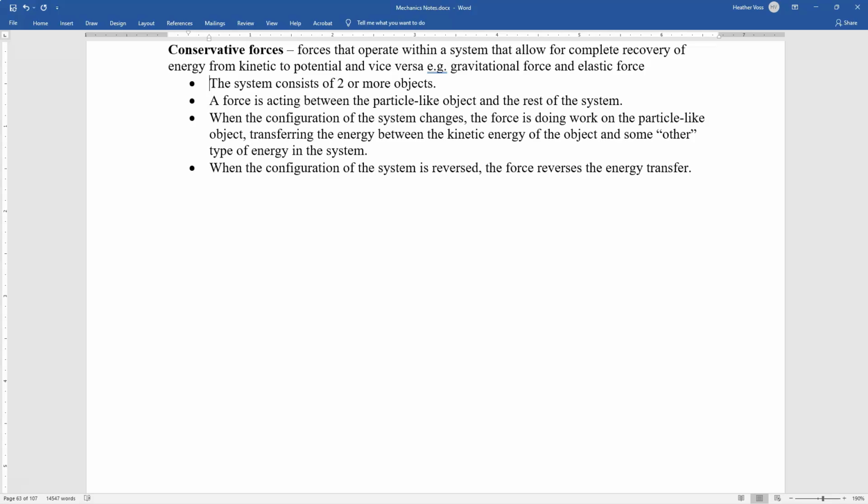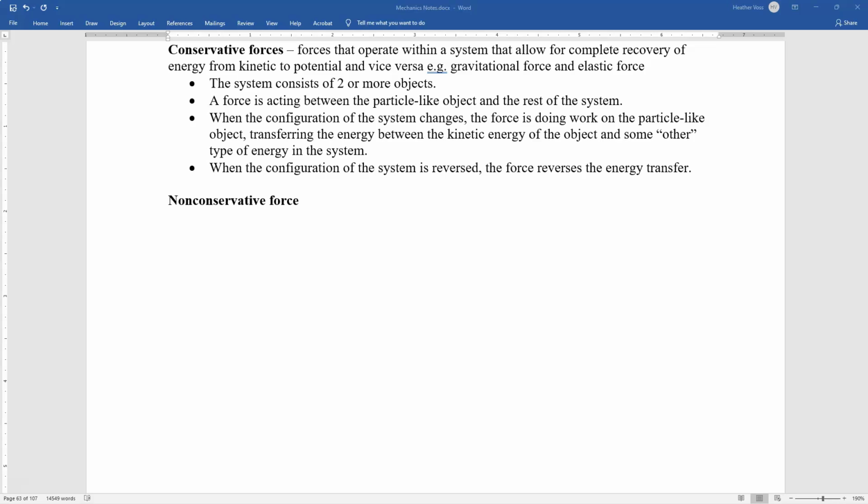So here is the big kicker, the big be-all, end-all highlight. You have a conservative force if I reverse the configuration, and the force will reverse the energy transfer. So if all of your energy went from kinetic to potential and we reverse the system, it now all goes from potential back to kinetic. Again, we are not creating energy. We are not destroying energy. It is just changing forms.